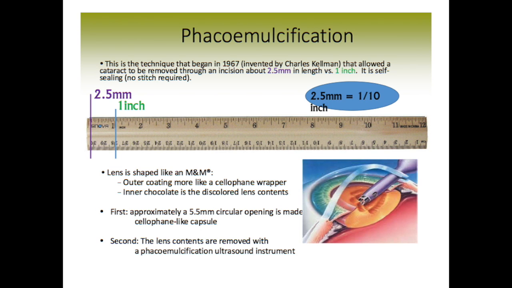So when we look at Dr. Kelman's technique, you could think of the lens sitting behind the pupil as an M&M, shaped like an M&M, except think of the outer coating, the green or red color of the coating, as a bag of cellophane. And then with an M&M, you have inside the coating the chocolate. Well, inside that cellophane wrapper, which is referred to as the capsule, is the lens contents. And together that forms the lens and bends the light rays.